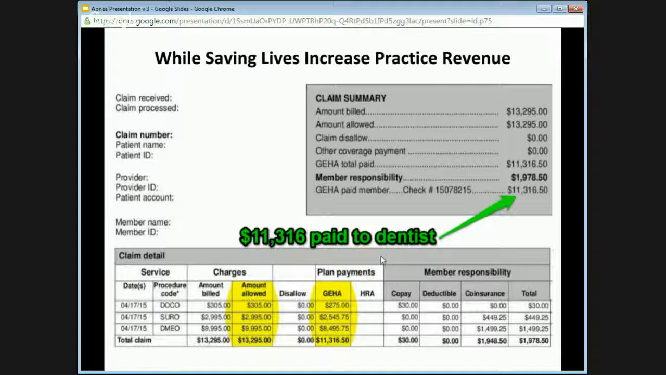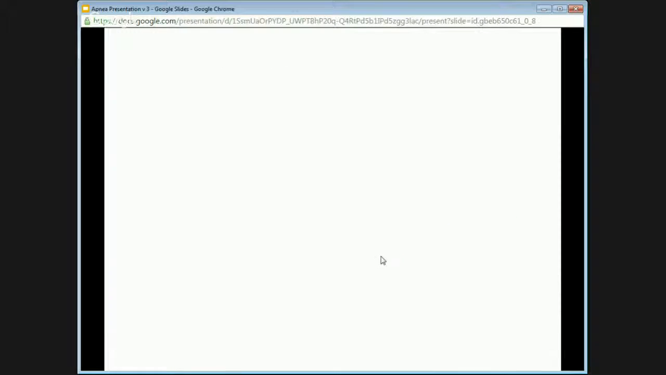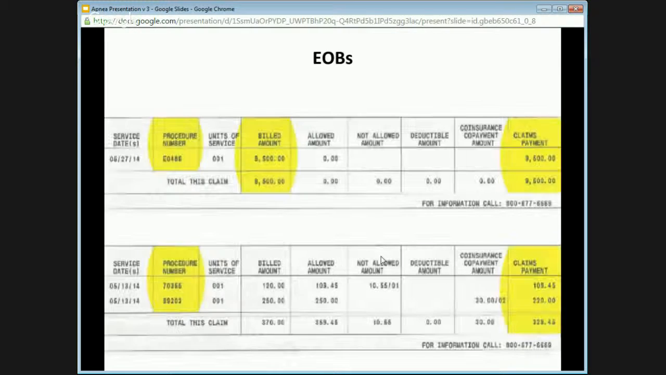But how many of those do you need to help your practice? If you had one, would you be super excited? If you had 5? All right. So while you're saving their life, you're also going to increase your practice revenue. Here's another one right here.